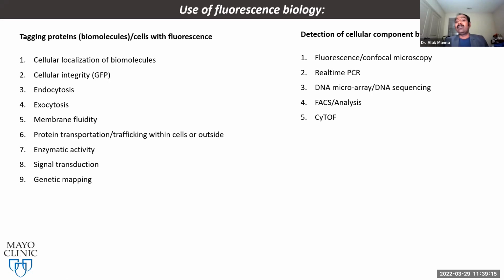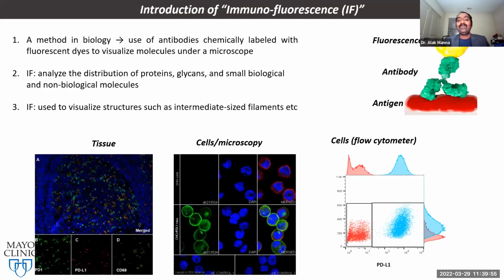There are also different components now widely used, such as the fluorescence microscope and confocal microscope. We also use fluorescence-based PCR, DNA microarray, DNA sequencing, flow cytometer, fluorescence activated cell sorter, as well as analyzers. Recently we started using metal-based cytometry instead of fluorescence, called CyTOF. Those are the different uses that we directly or indirectly employ in biology. Now I'm coming to immunofluorescence. So what is immunofluorescence? Immunofluorescence, as Dr.